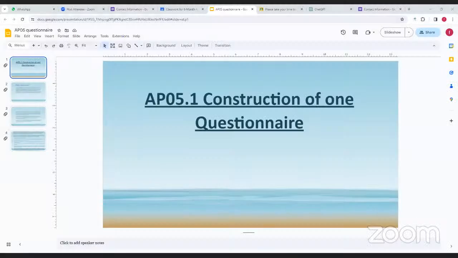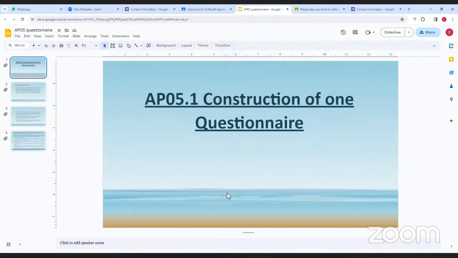What is a questionnaire? Sir, a list of questions which we use for data collection. It can be in different formats. And this data collection is related to research purposes.